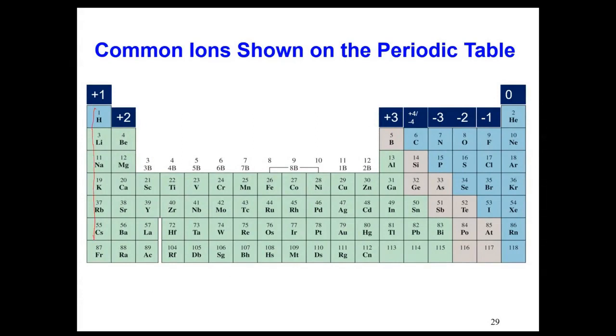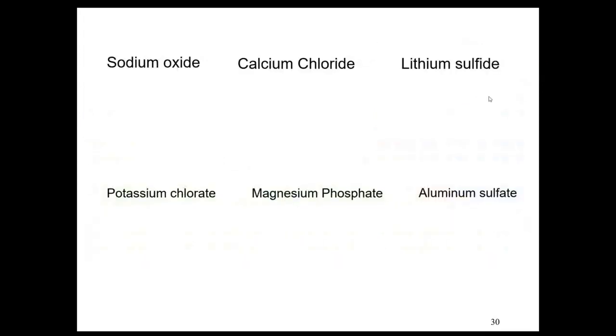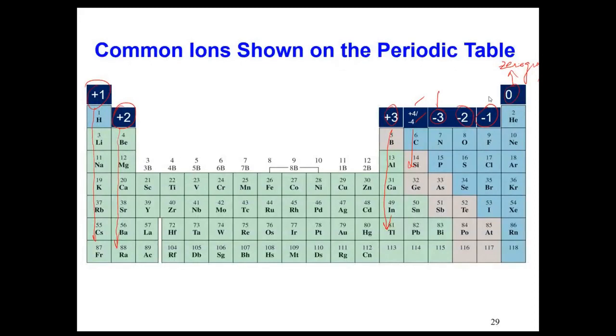First group, all these elements have +1 charge. Second group, all these elements have +2 charge. Third group, all these elements have +3 charge. Fourth group, sometimes +4, sometimes -4. And fifth group, -3. Sixth group, -2, then -1, then 0. That's why we say it as 0 group, due to 0 charge. You must remember this one. I will give you only the periodic table.